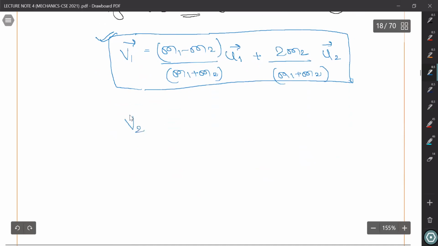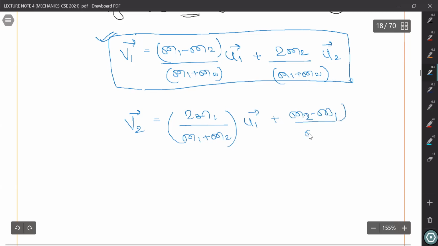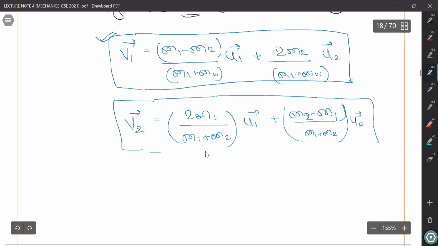Also, you will get v2. Just reverse this thing: m1 upon m1 plus m2 into u1 plus m2 minus m1 upon m1 plus m2 into u2. Just reverse this thing, you will come to this. Okay, so this is how we can get it.